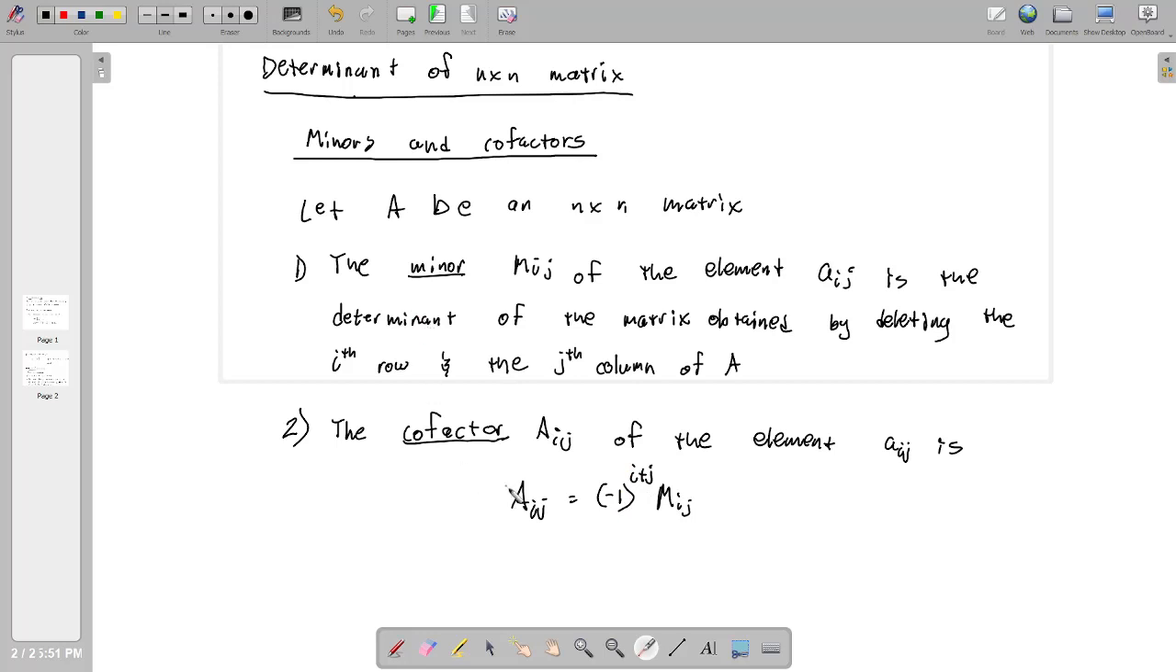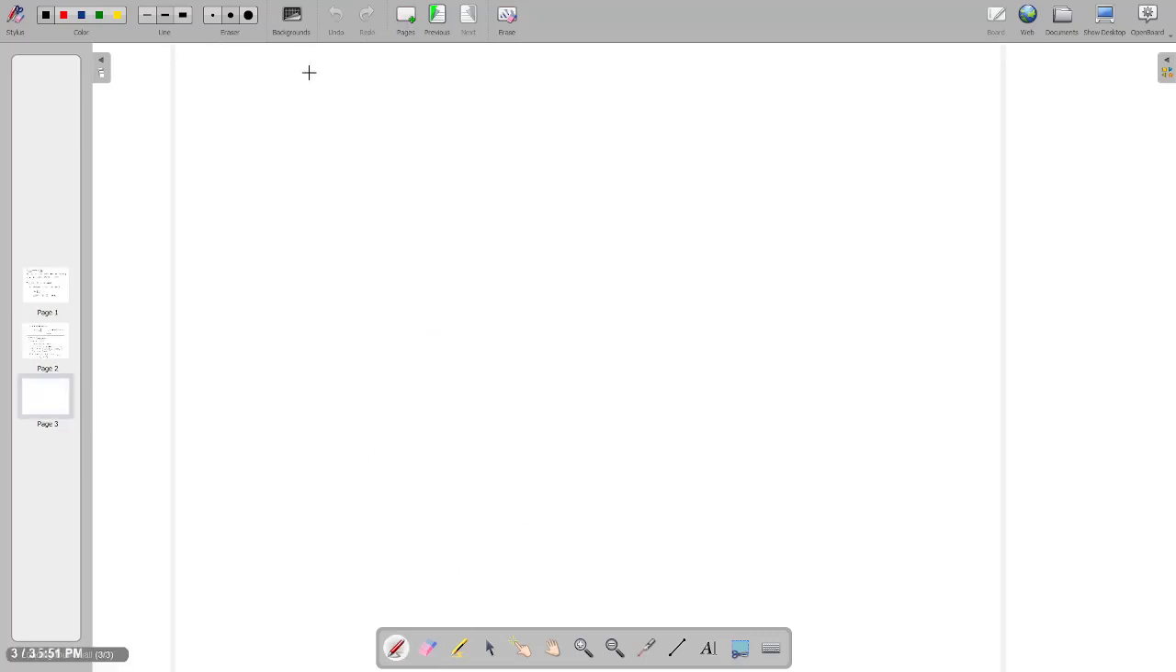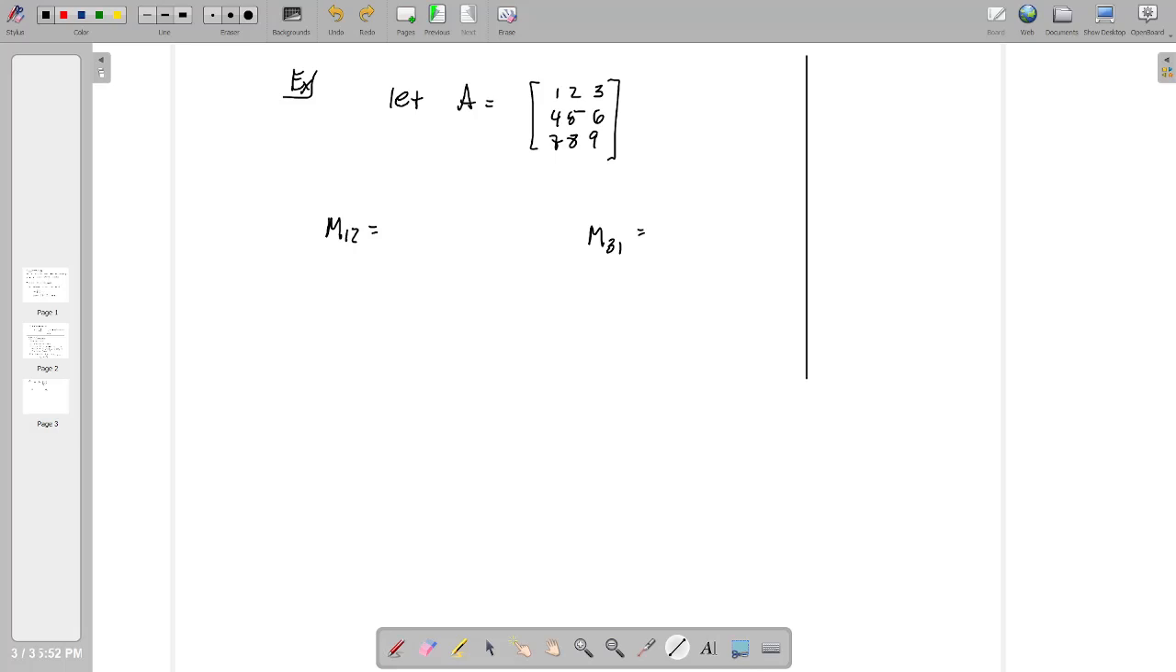All right, let's go ahead and do an example on how to find the cofactor and the minor of an n by n matrix. Let A equal 1, 2, 3, 4, 5, 6, 7, 8, 9. So let's suppose that we have this matrix A. Now what I want to do is find m sub 1, 2 and m sub 3, 1. Then after we figure out those two, we're going to find a sub 1, 2 and a sub 3, 1. Let's go ahead and find our minors first.